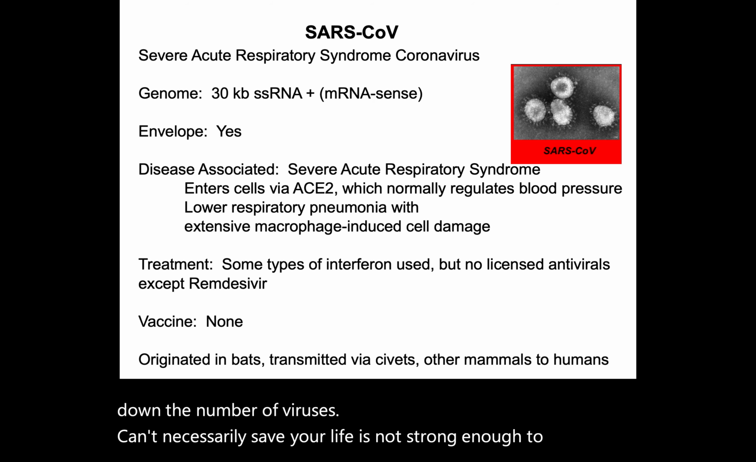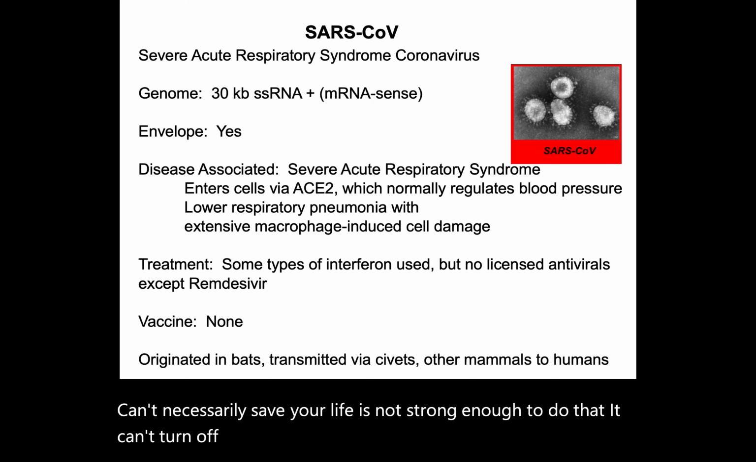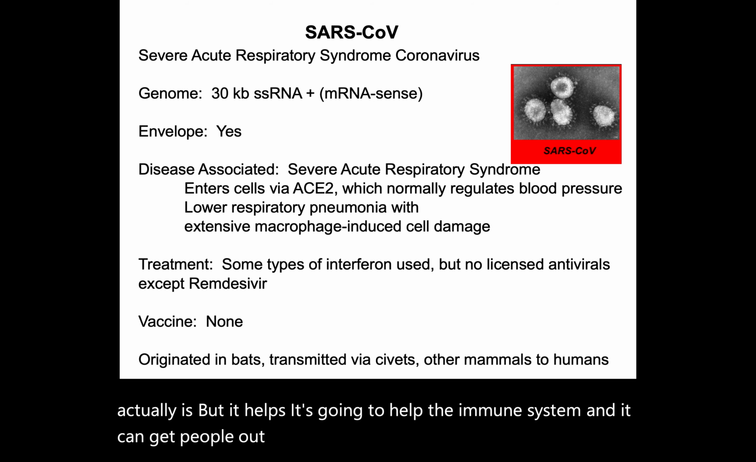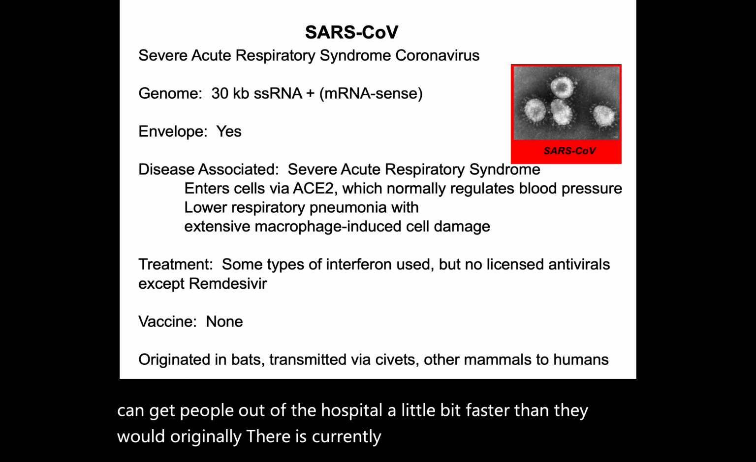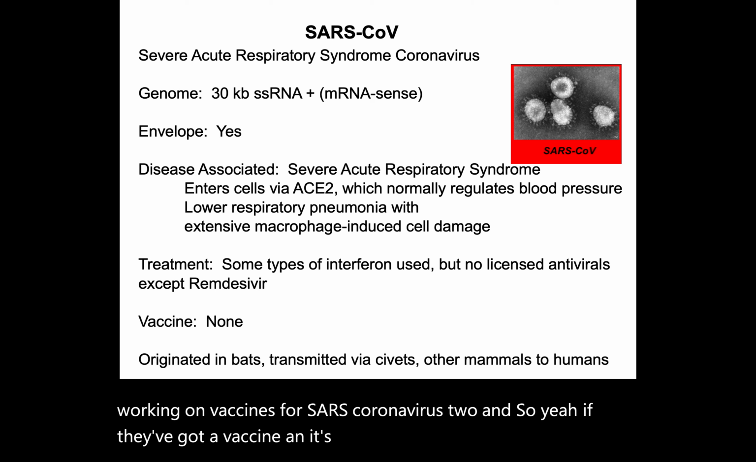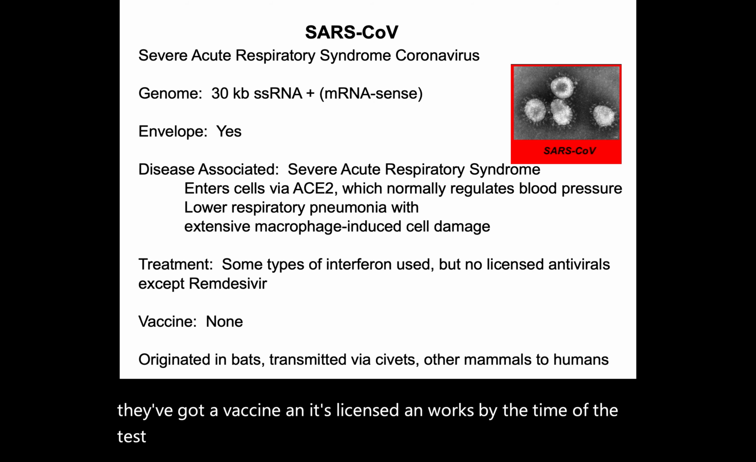It can't turn off the cytokine storm, which is what that disease actually is. But it helps. It's going to help the immune system, and it can get people out of the hospital a little bit faster than they would originally. There is currently no vaccine, although people are working on vaccines for SARS coronavirus 2. And so, yeah, if they've got a vaccine and it's licensed and works by the time of the test, then that's going to be an acceptable answer for the test.